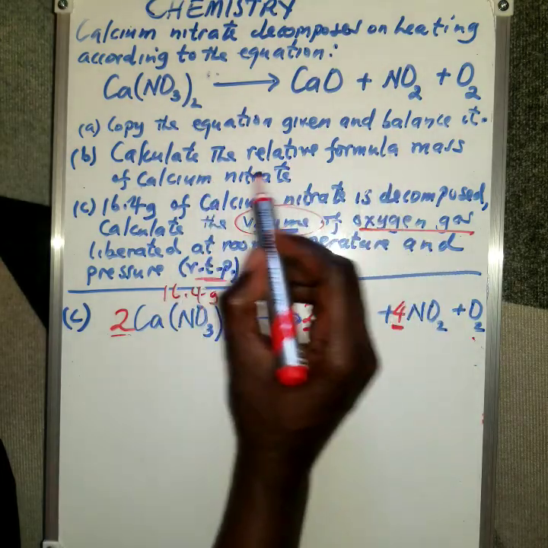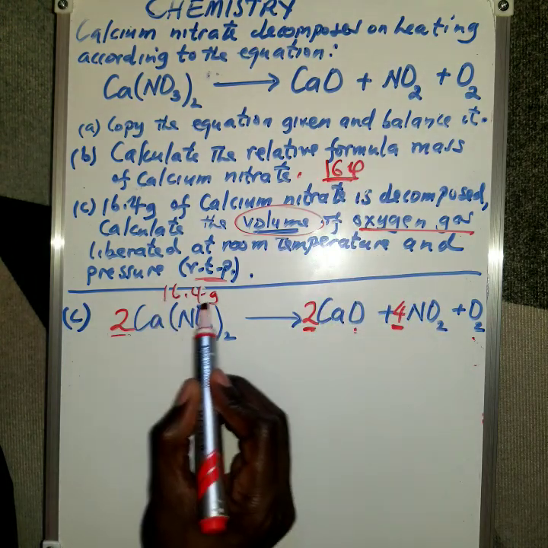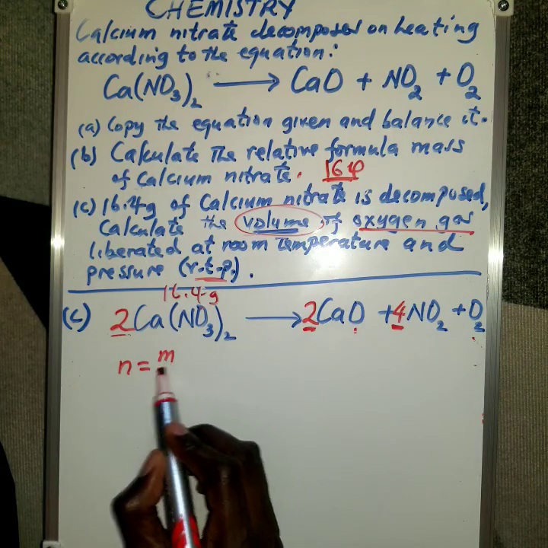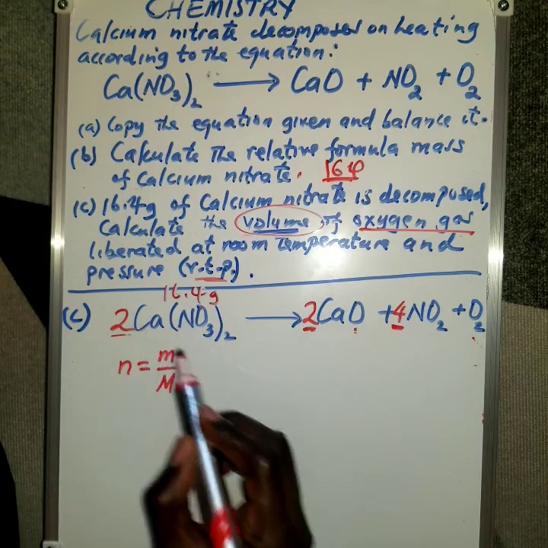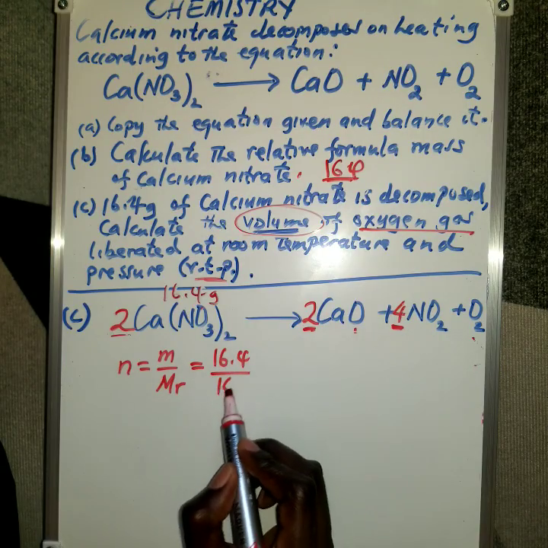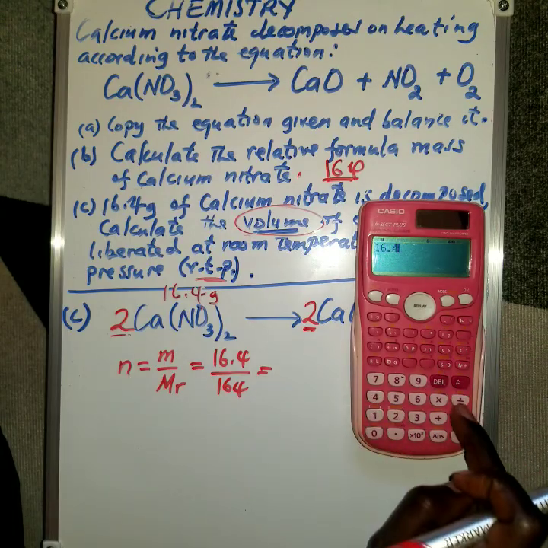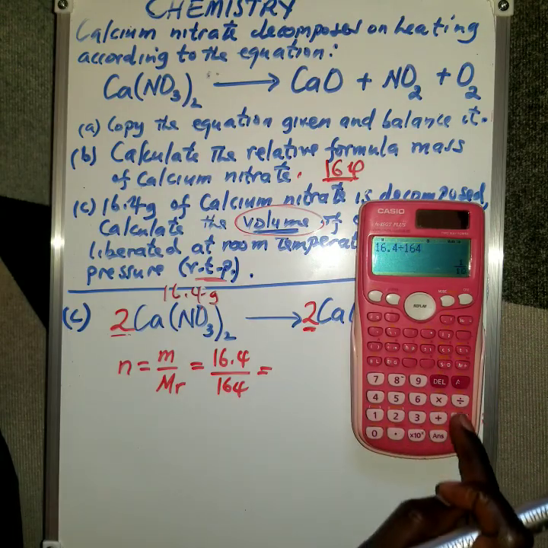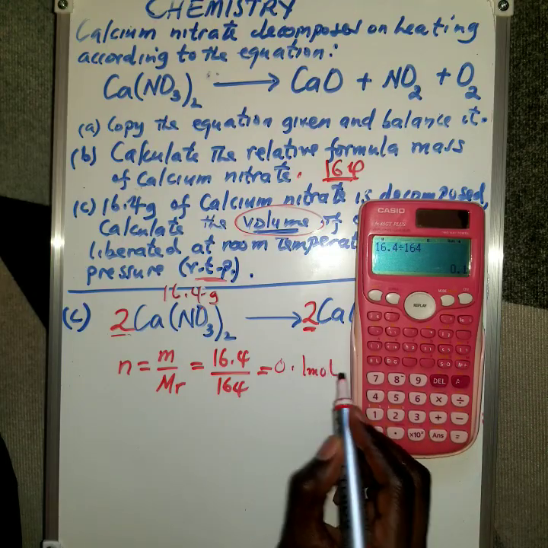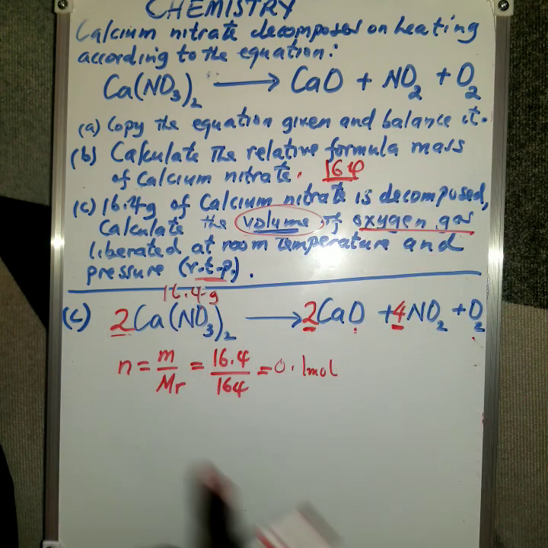Remember, the relative formula mass of calcium nitrate that we got there is 164. So you can change this mass to the number of moles. I'm going to say number of moles is equal to mass over the Mr of calcium nitrate. The mass is simply 16.4 divided by the Mr, which was 164. So it will be 16.4 divided by 164. That is going to give us simply 0.1 mole. So in that 16.4 grams there's only 0.1 mole of calcium nitrate.